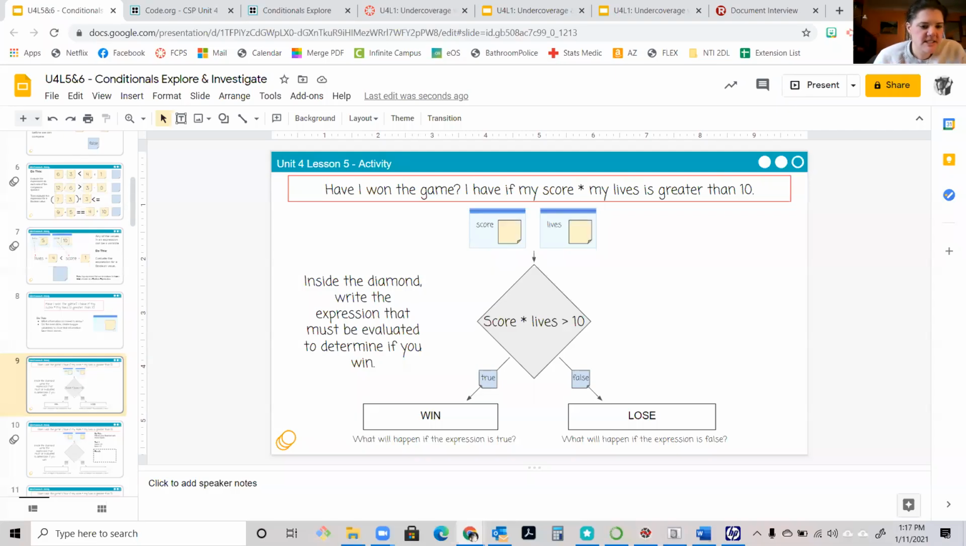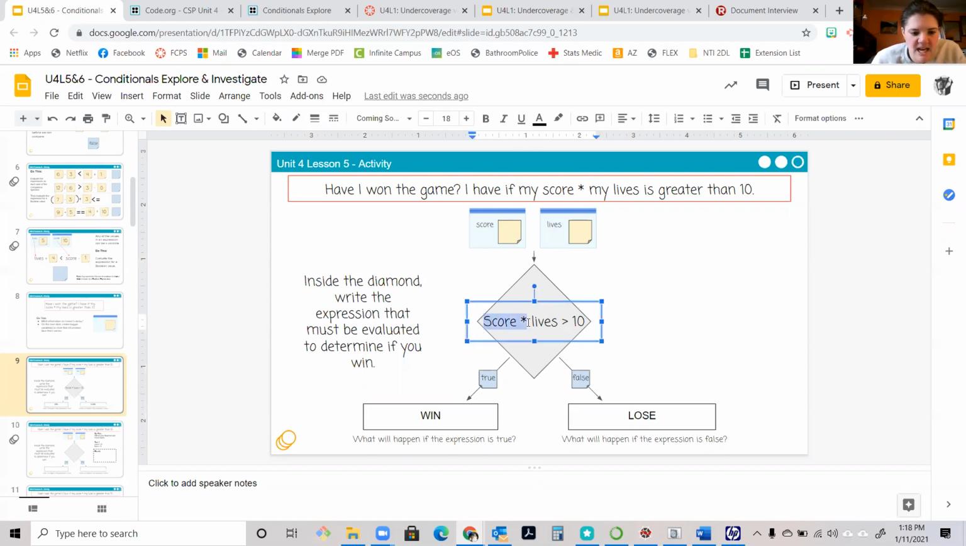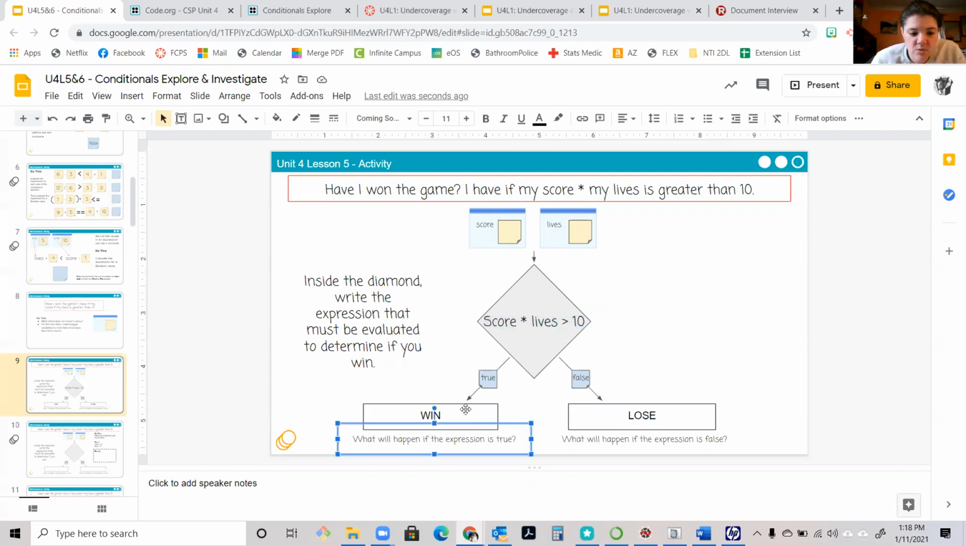Okay, so here you can see my flow chart. The 2 variables that we are considering are score and lives. Then our Boolean expression that has to be evaluated is going to be score times lives is greater than 10. If that is true, you win. But if that is false, you lose.